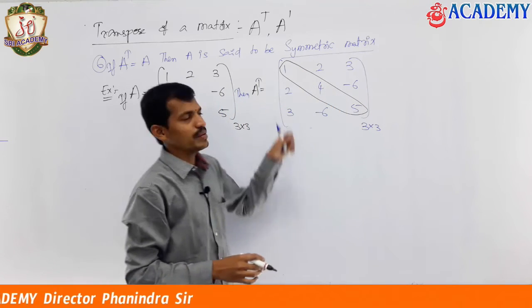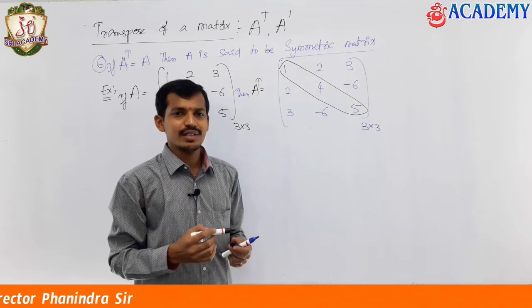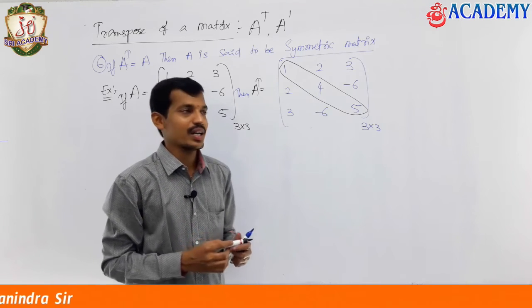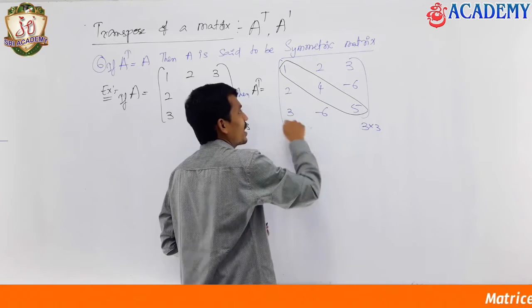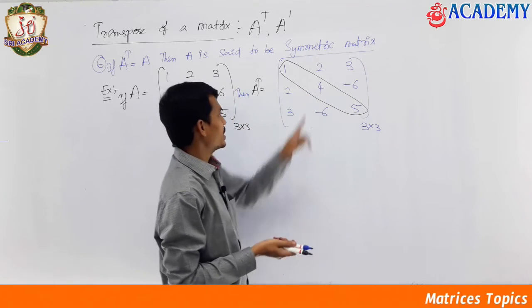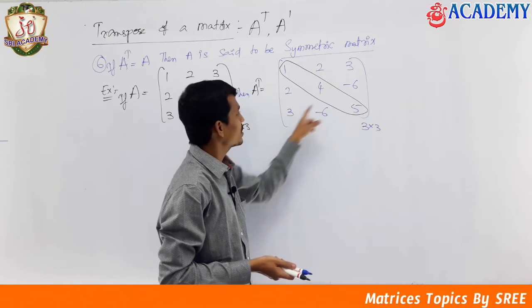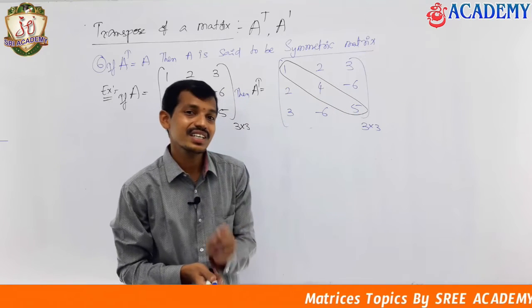Whatever the remaining elements, we just name or write what the upper triangular elements and lower triangular elements are. Whatever the upper triangular elements are going to be, they are equal to the lower triangular elements. That is, here 2, here 2, here 3, here 3, here -6, -6. By using this condition you will be given the questions.